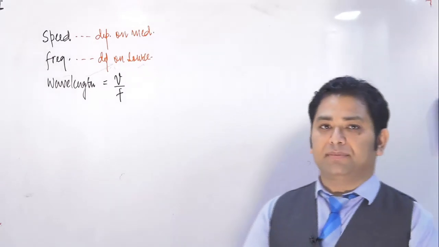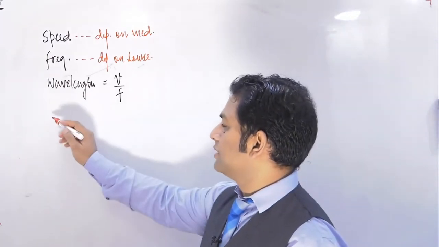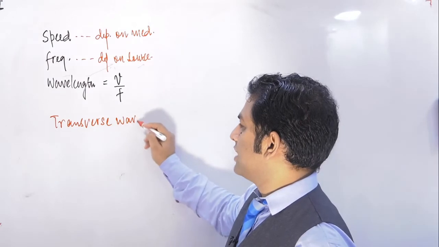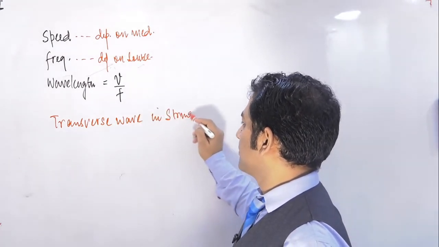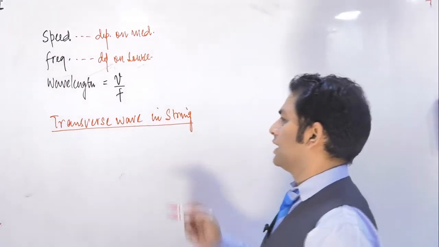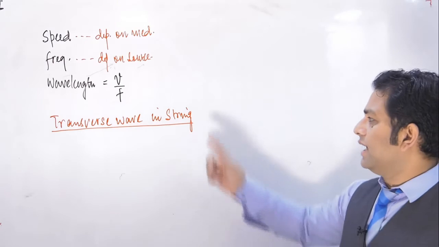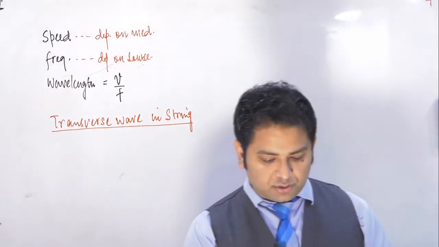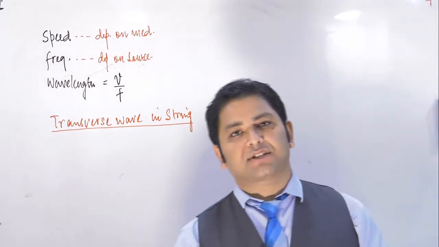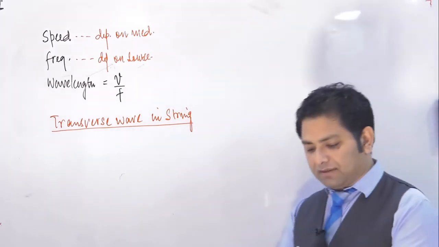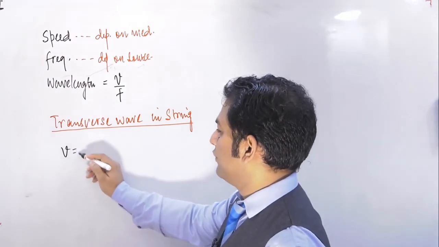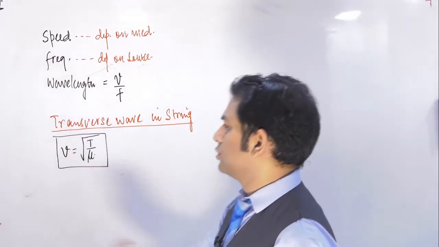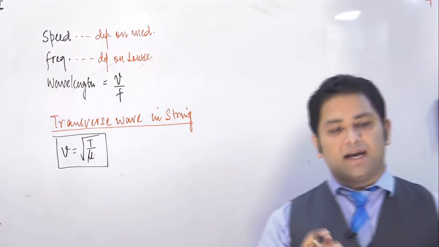Now let's go step by step. The first case is the speed of a transverse wave in a string. I'm talking about a thin string, and a string can support only transverse waves. We would like to know the speed of this transverse wave, and we have a formula. After doing all those things, you get the speed of a wave as the square root of T divided by mu. The speed of a wave is the root of tension divided by mass per unit length.